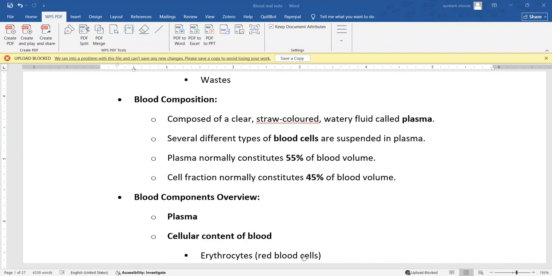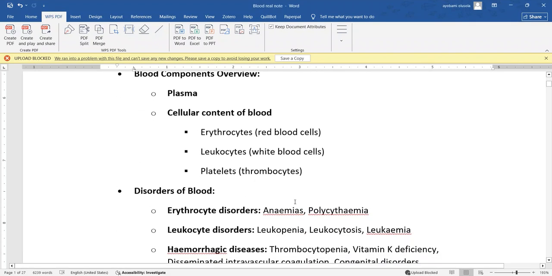All right. So plasma normally constitutes about 55% of blood volume, while the cells of the blood constitute about 45% of blood volume. So if you had 55 to 45, it's going to give you 100%. So plasma is more than the blood cells. Okay. So what do we have in this? We have the plasma, like we said, which is the fluid part of the blood, and we have the blood cells. So let's see each of the blood cells.